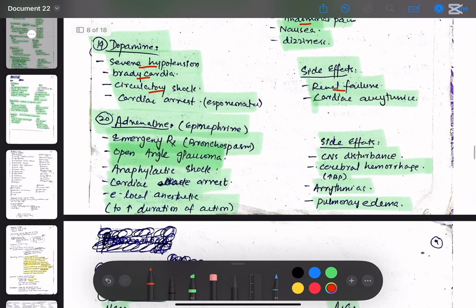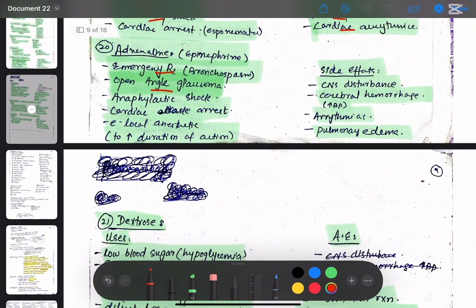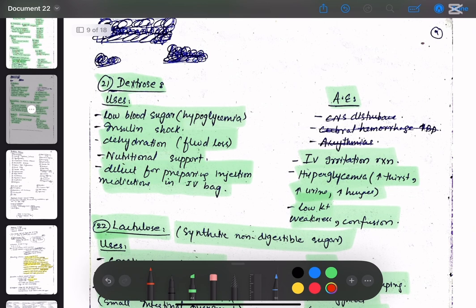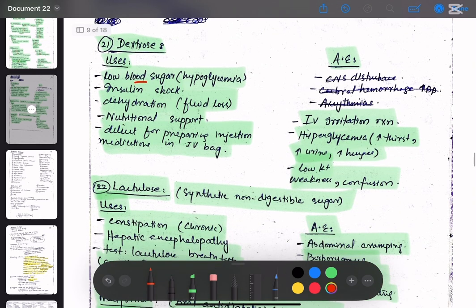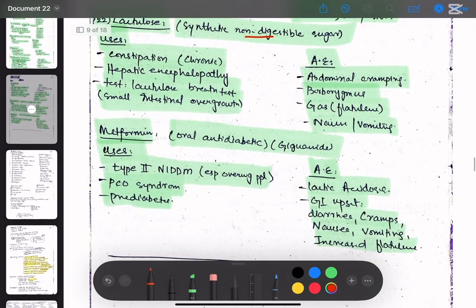Then adrenaline, which is used for emergency treatment, open angle glaucoma, and cardiac arrest, and the side effects are CNS disturbance, cerebral hemorrhage, arrhythmias, and pulmonary edema. Then dextrose, which is used for low blood sugar, and the adverse effects are intravenous irritation reactions and hyperglycemia. Lactulose is a synthetic non-digestible sugar, and metformin is an oral anti-diabetic.